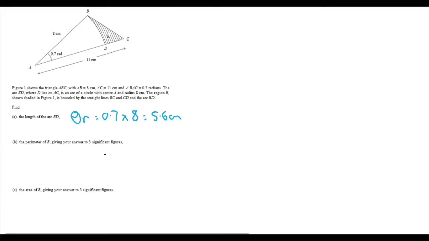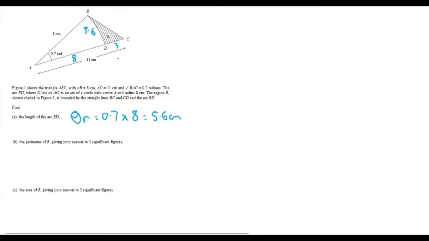So in this case, this is not an exact form one. We will be getting it to a decimal and then rounding. The perimeter will be made up of the arc length we just worked out, of this line here, and then this line BC here. Let's say we know that the arc is now 5.6. This line here, CD, because we know that AD is the radius, just like AB, this bit is also 8, leaving us with just 3 for this side.